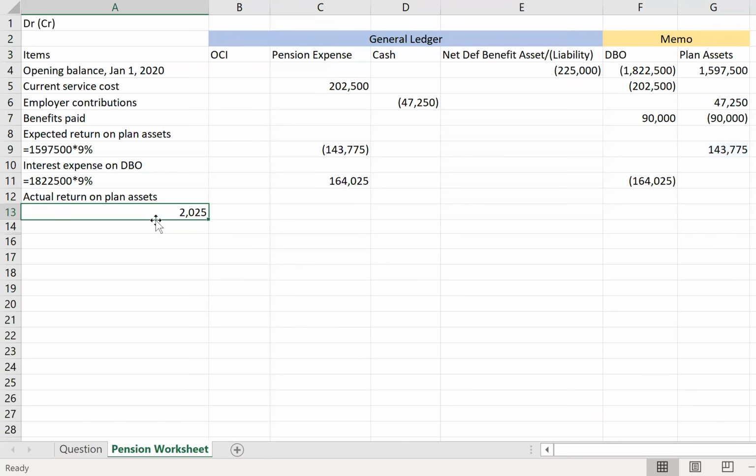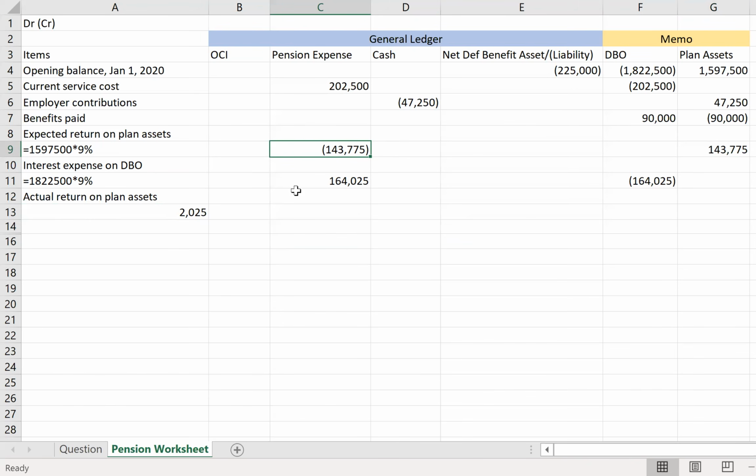So the difference between those two numbers, so what I did was I took in my calculation here, you can see I took 143,775. That was what we expected our return to be at 9%. We thought we were going to earn 143,775 on plan assets for the year, but the question says we only earned 141,750. So the difference between what we thought we would earn and what we actually earned is $2,025, and it's a shortage because we thought we were going to earn 143 and we earned 141. So what that means is that we've decreased our pension expense by too much.